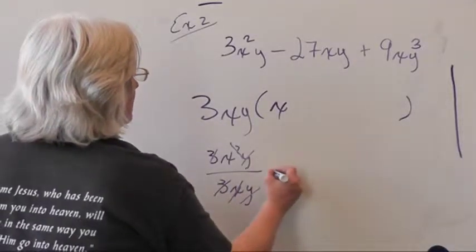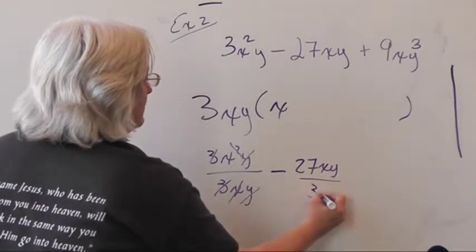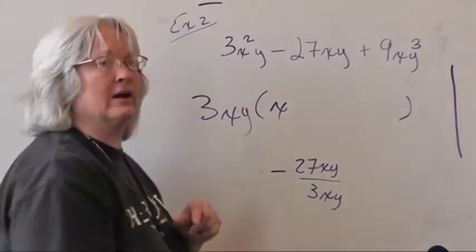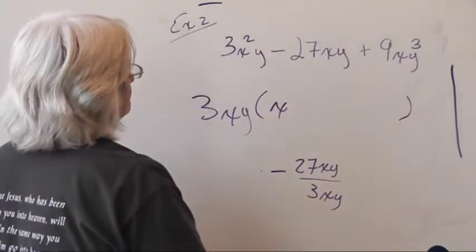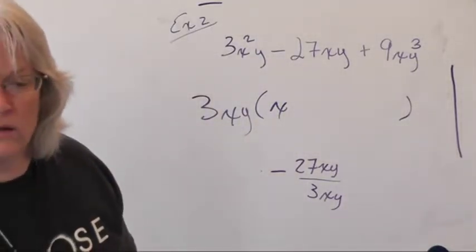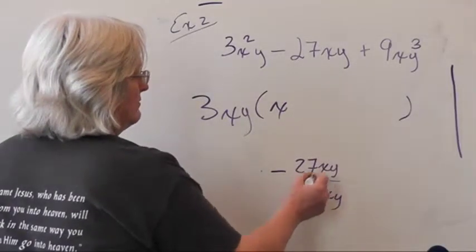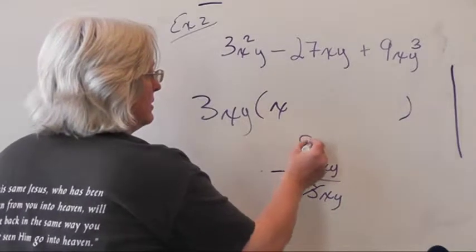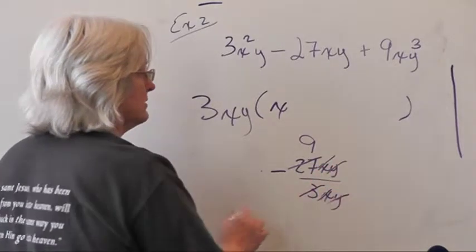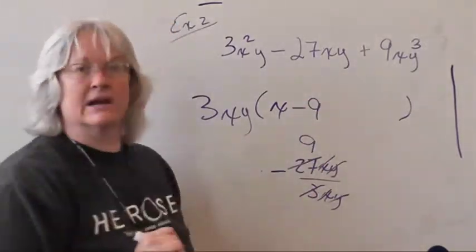Now we have minus 27xy divided by 3xy. Let's see what common factors we have that we can cancel here. This is weird. It's making me wonder if I copied something incorrectly. No, I'm all right. We have a factor of 3 in common. Leaves us a 9 here. X's cancel, y's cancel. We have negative 9. It's the only factor left from that second term.